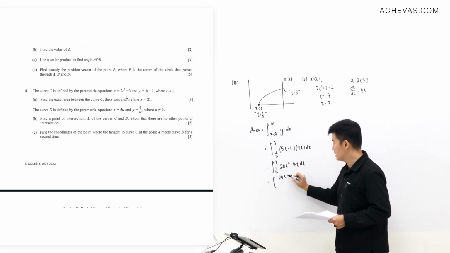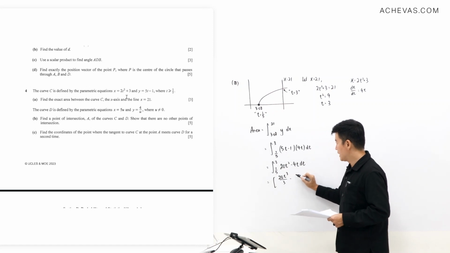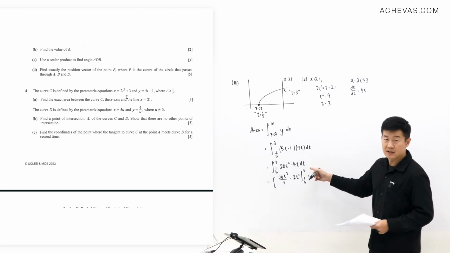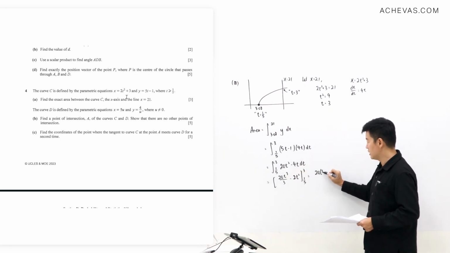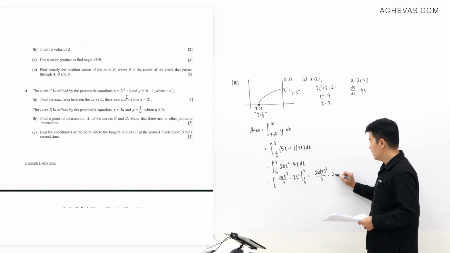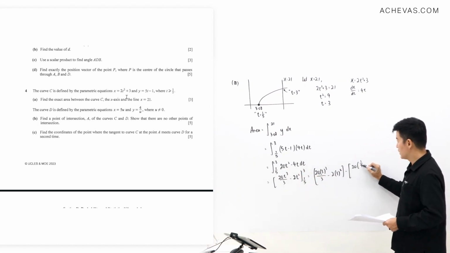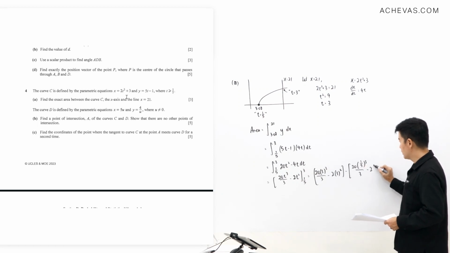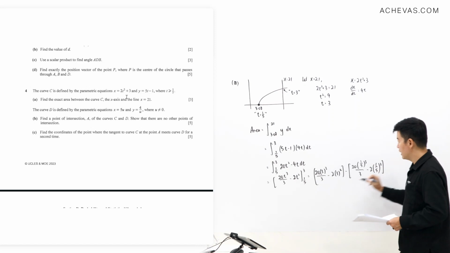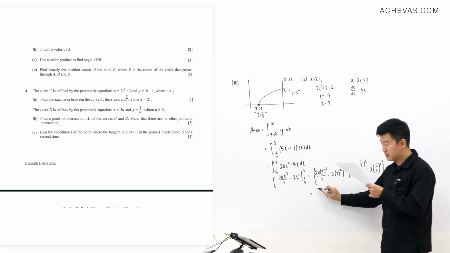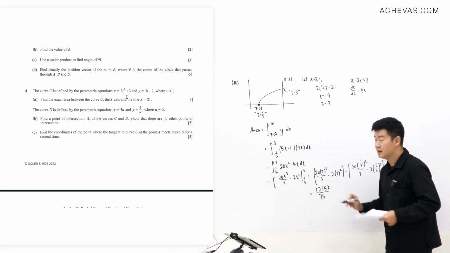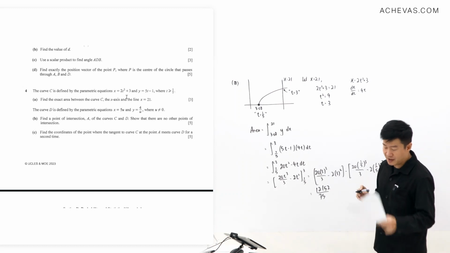It is going to be 2t cubed over 3 minus 2t squared, from 1 over 5 all the way until 3. Substituting 3 in, it is going to be 2 times 3 to the power of 3 over 3 minus 3 squared, minus, substituting 1 over 5 in, which will be 2 times 1 over 5 cubed over 3 minus 2 times 1 over 5 squared. Pressing into my calculator, my final answer is going to be 12152 over 75. Okay, this is going to be for part A.